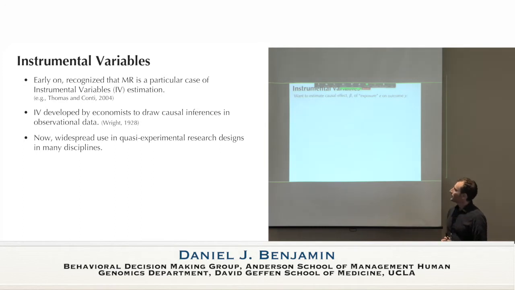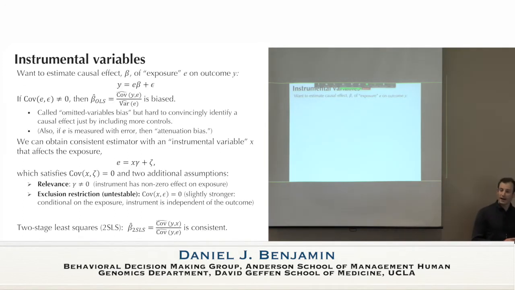So the idea is we want to estimate the causal effect of an exposure, E, on an outcome, Y. So we have a causal equation of interest. And the basic problem is that if our exposure is correlated with the error term, either due to reverse causation or third factor confounders, then we're going to have a biased estimate if we just try to run an OLS regression of the outcome on the exposure. So that is typically called omitted variables bias.